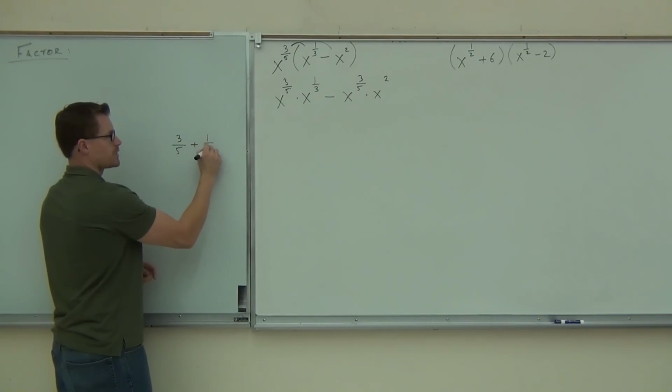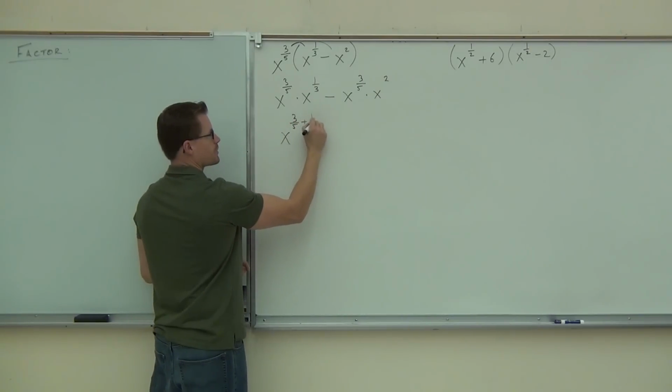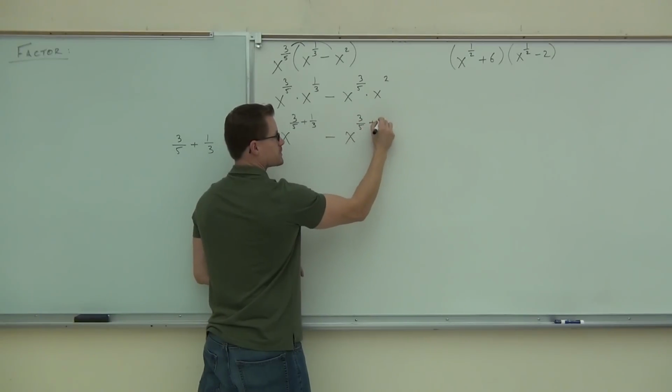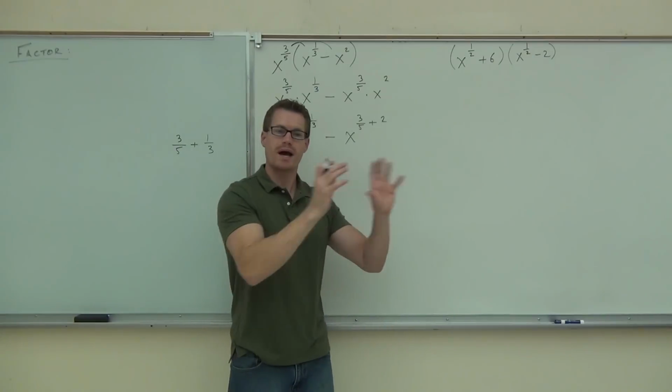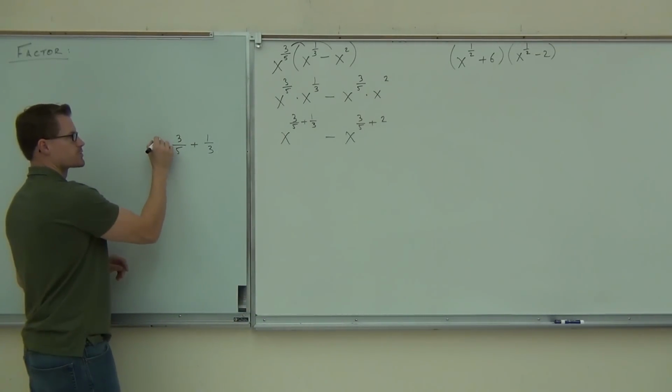3/5 plus 1/3. This means x to the 3/5 plus 1/3. This means x to the 3/5 plus 2. You're not going to multiply that either. Don't add one, multiply the other one. We're adding both of them, both those exponents. So 3/5 plus 1/3, of course, we need a common denominator.